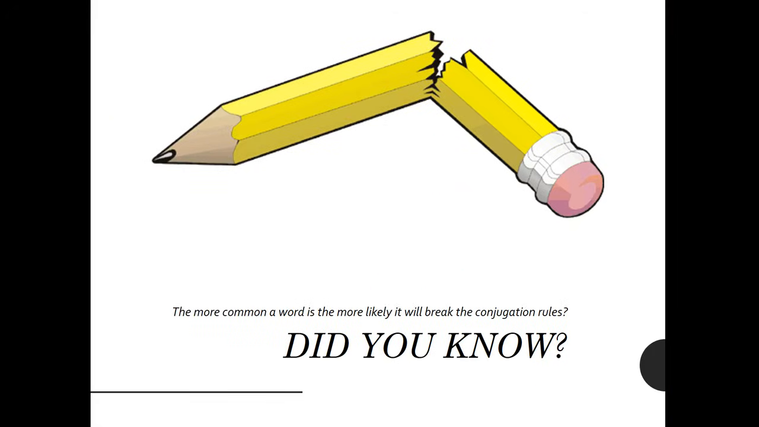So sometimes my students ask, why are these words different? Well, the more common a word is, the more likely it's going to break the conjugation rules. And stem changers, they follow the rules, but they don't follow the rules. They're close with a twist. And we're going to find out what that twist is.